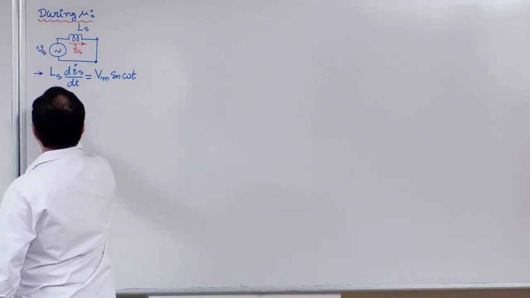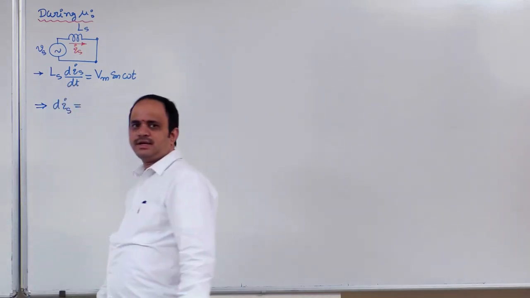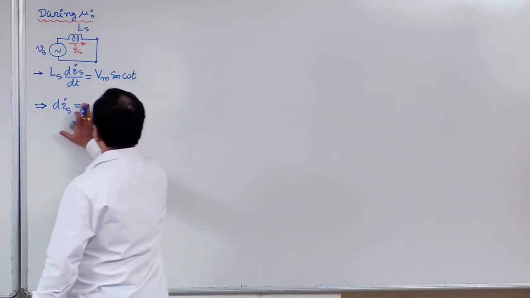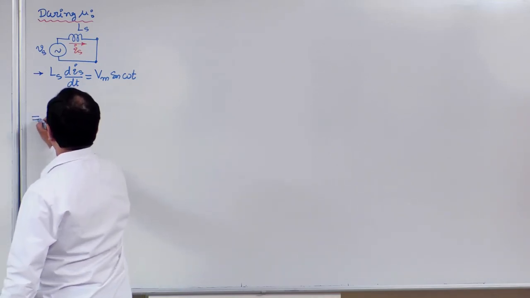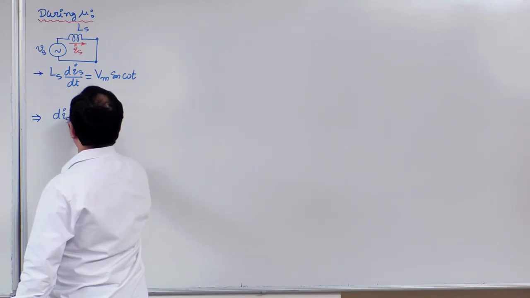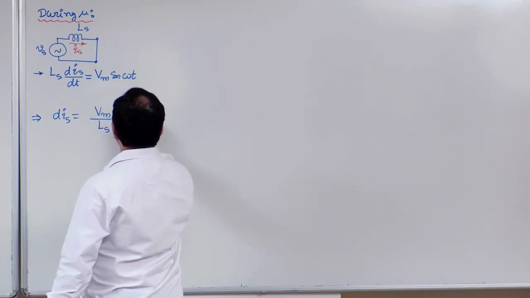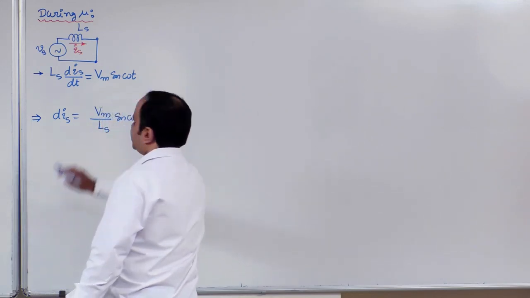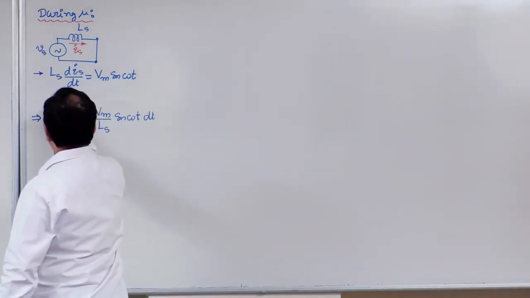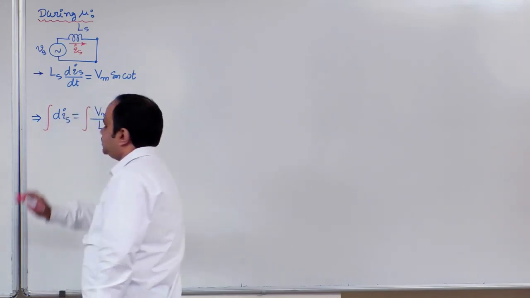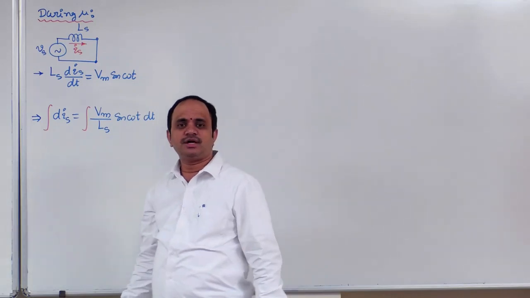So I can rearrange this equation as dis is equal to Vm by Ls sin omega t into dt. Now we need to integrate both sides in order to solve this equation. So what are the integration limits?